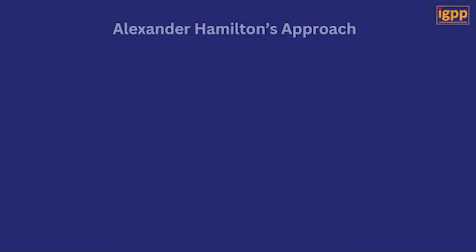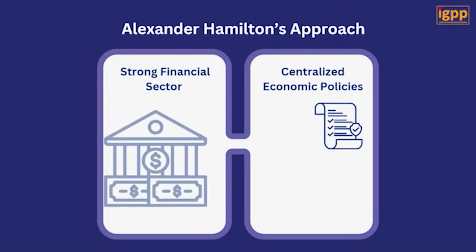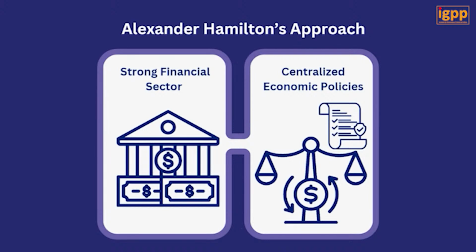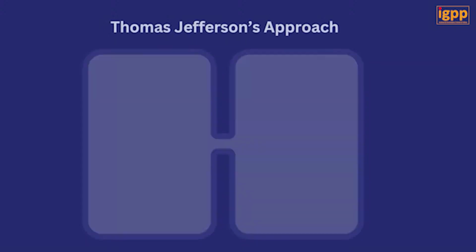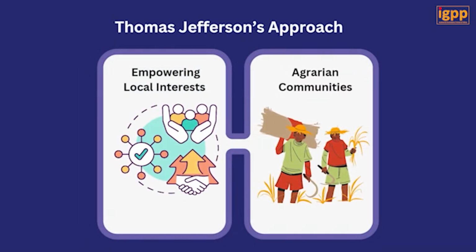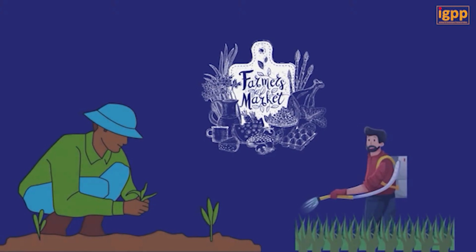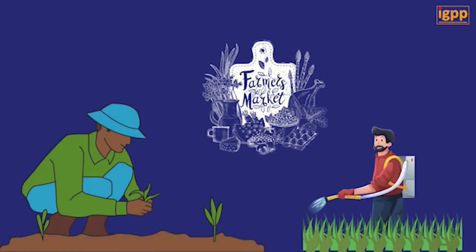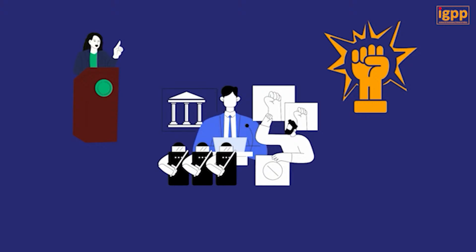Hamilton's approach mirrored that of the British Empire, emphasizing a strong financial sector and centralized economic policies. Jefferson, however, believed in empowering local interest in agrarian communities, fearing the risk associated with speculative financial ventures. He held a strong opinion that agriculture would be the mainstay of American society. His preference was for political power to reside with individuals and their legislatures, not in the central government.